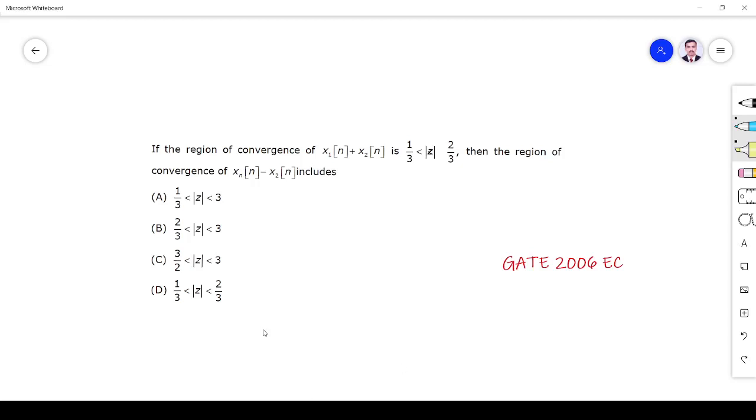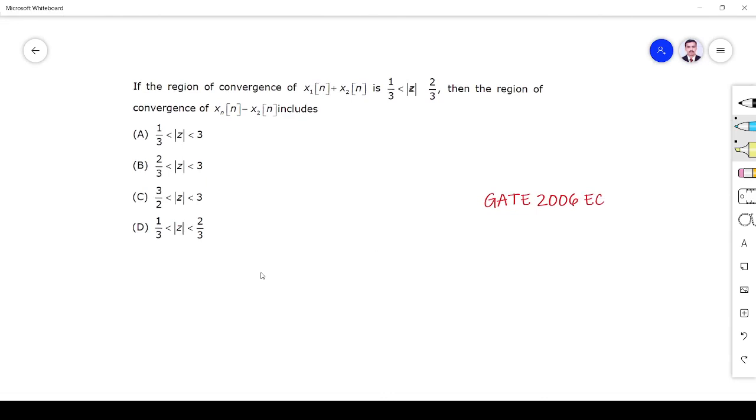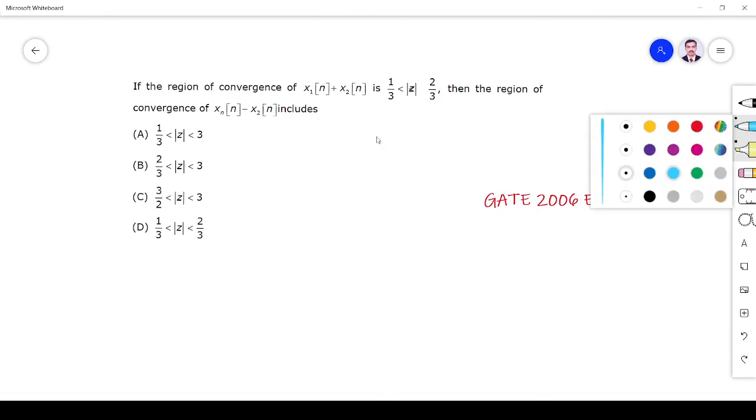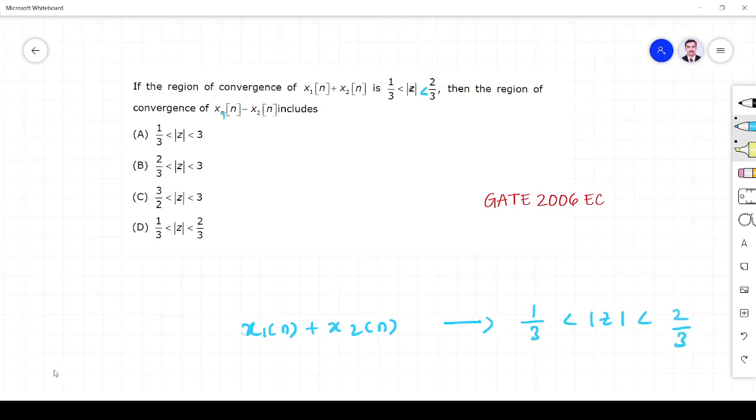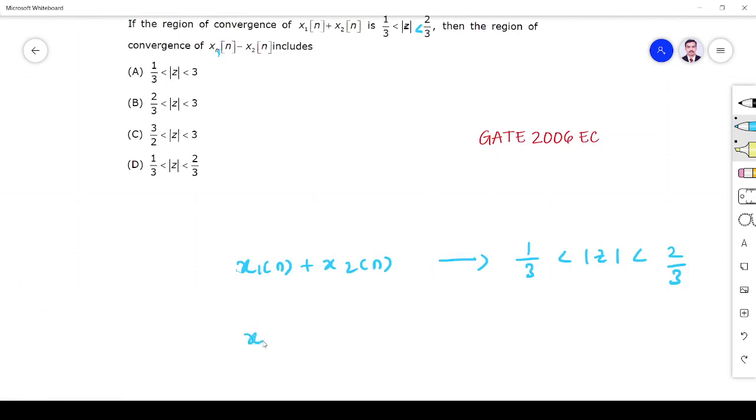Hi friends, in this video let us solve the Z-transform question asked in the 2006 EC paper. The question is: if the region of convergence of x1 of n plus x2 of n is 1/3 < |z| < 2/3, then what is the region of convergence of x1 of n minus x2 of n?